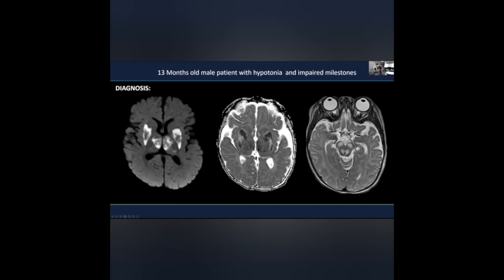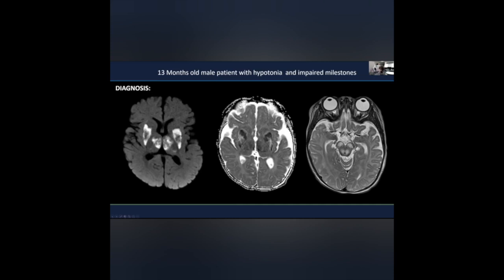So this is the first rule. Don't think that just because of a mitochondrial disorder, you will see homogeneous lesions with restricted diffusion. Actually, that's not true. The most common lesion appearance in the diffusion is the presence of components of restricted diffusion and components without restricted diffusion. So this is the most common form.